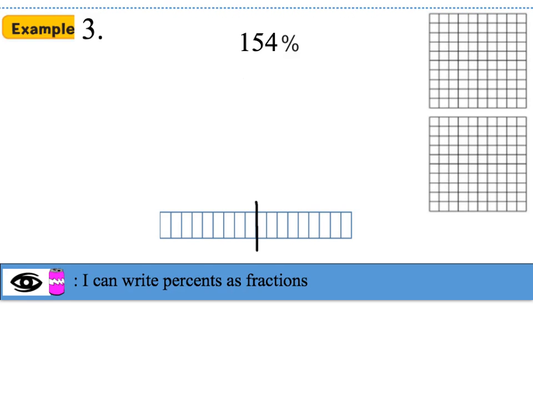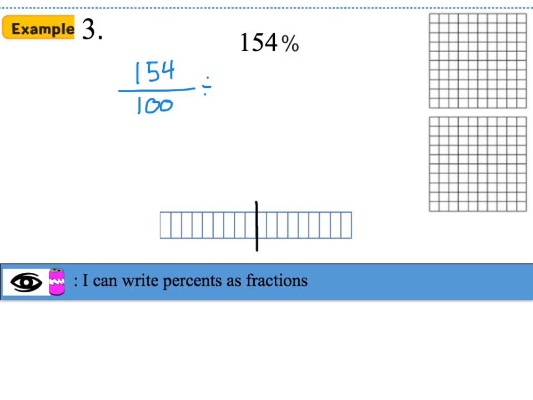So for example 3, we're still dealing with a percent and we want to convert this percent to a fraction. So they're giving us 154%. I know that since it's a percent, I'm still going to write 154 over 100 because any percent is out of 100%. We can also reduce this.